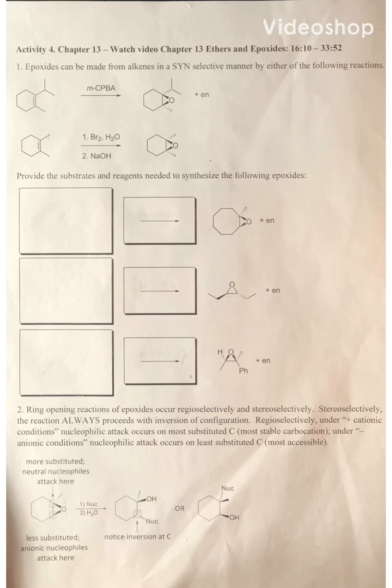This organic chemistry video will focus on Chapter 13, Ethers and Epoxides, and we're going to be working on Activity 4. So first of all, epoxides can be made from alkenes in a syn-selective manner and by either of the following reactions.